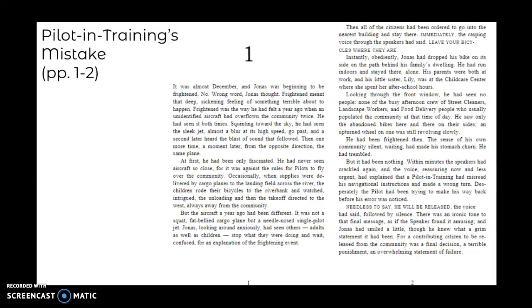Let's look at the first flashback in The Giver. The first flashback in The Giver is the pilot in training's mistake. This is on pages 1 and 2.